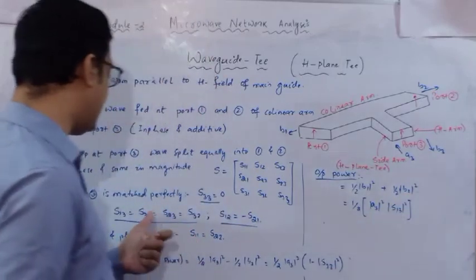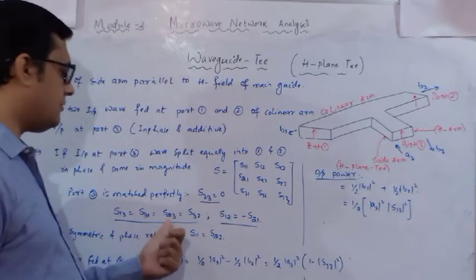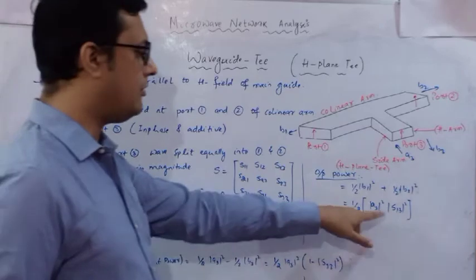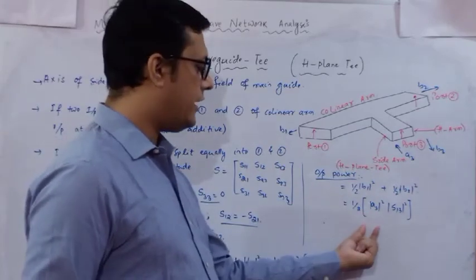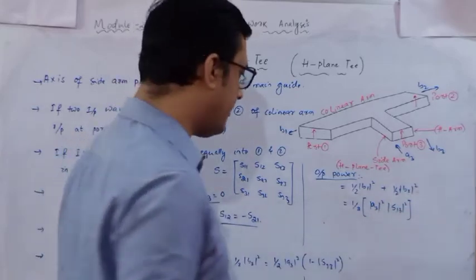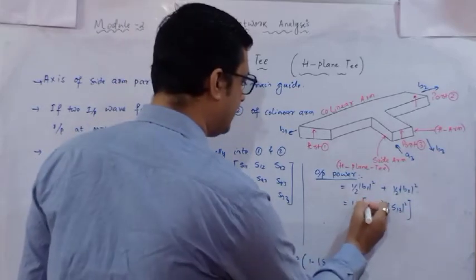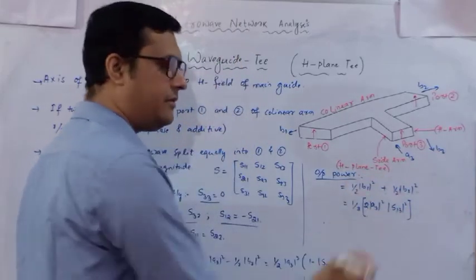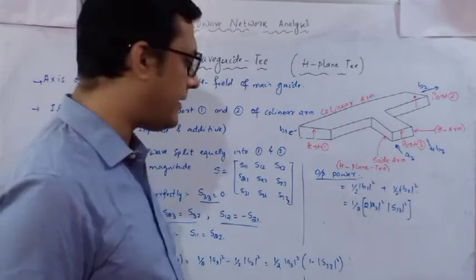And as we know that S13 is equal to S23. So in place of both, I have written mod A3 square and S13 square. And it is twice because B1 and B1 both will be added up, so it is twice.